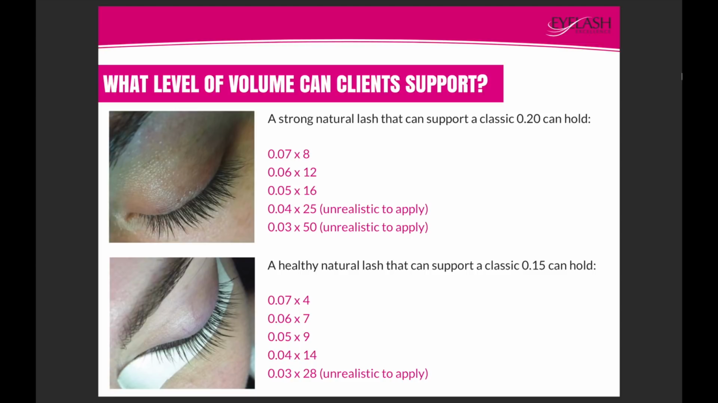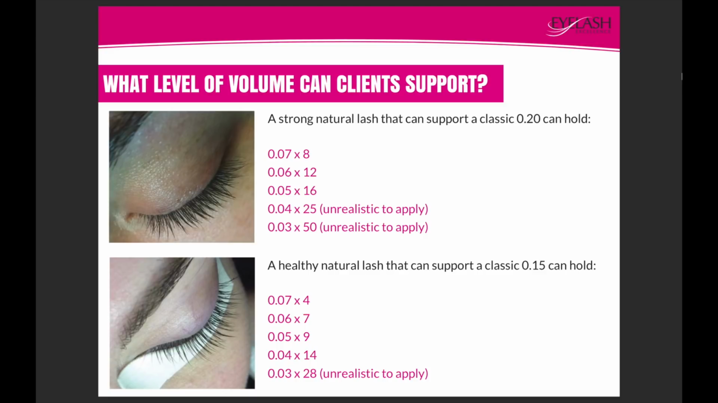So that would be the catagen and the telogen lashes in the lash stages. If we were to use 0.06 thickness on her, she could wear a maximum of 12, 0.05 a maximum of 16, 0.04 a maximum of 25. Guys, be honest, it's going to be impossible to get 25 seamlessly onto a natural lash and all lovely and fanned. And if we were to use 0.03s, it would be a maximum of 50. Again, you'd never realistically get that many on a natural lash.